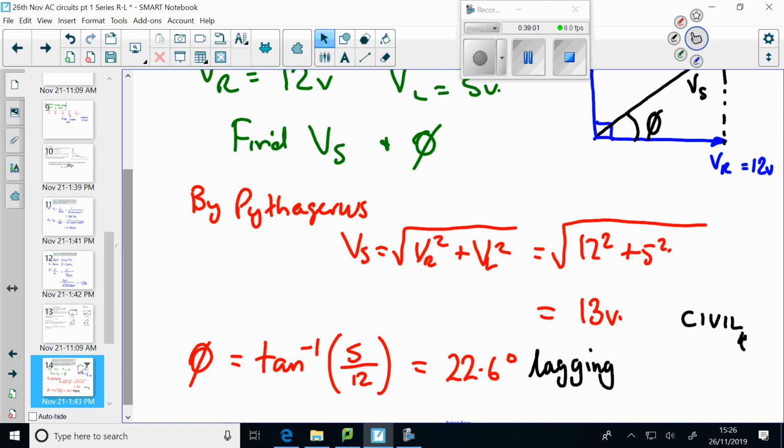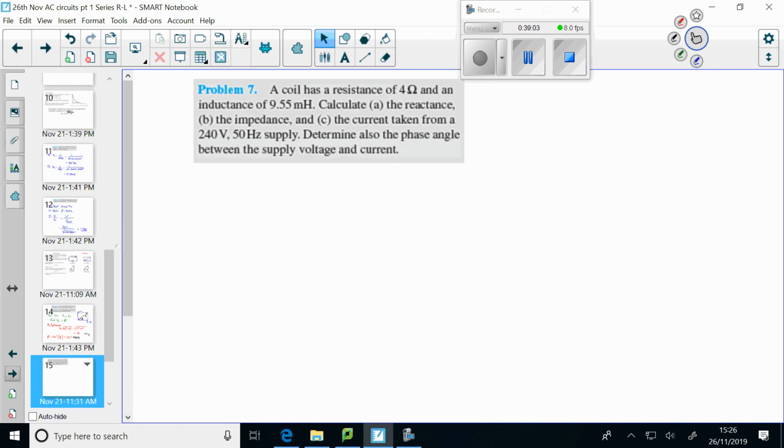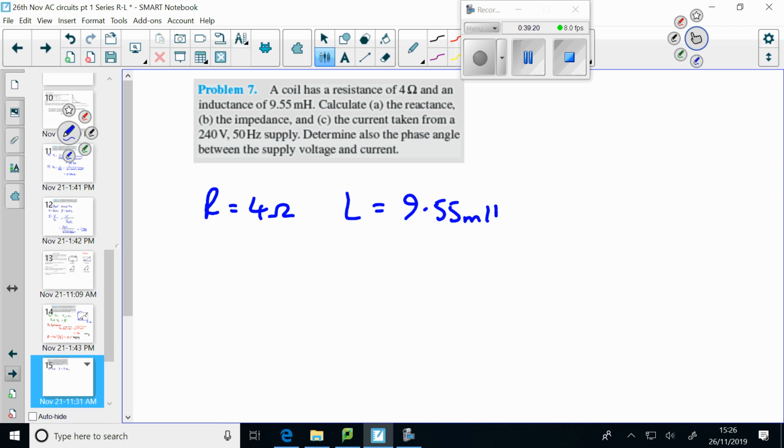Let's have a look at the second one, see what it says. Coil has resistance of 4 ohms. Inductance L equals 9.55 millihenries. One way of representing an inductor that has a resistance of the wires that you can measure is that you draw them as a resistor in series with an inductor, and that whole thing is the inductor with its resistance combined.